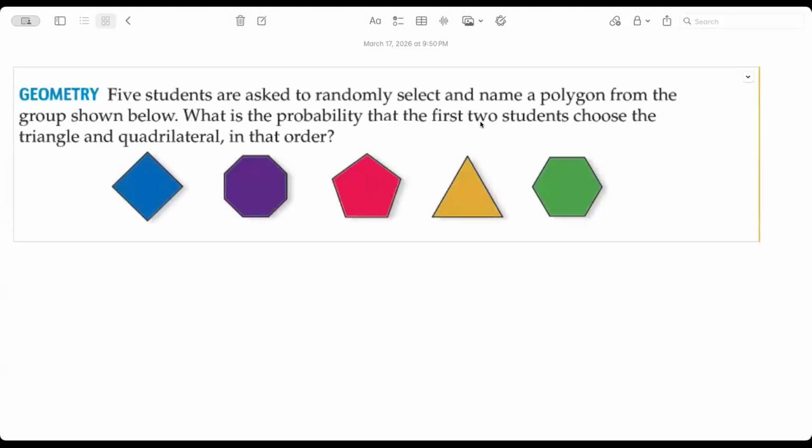Okay, this was one question I remember from 2-3 years back. There was one girl who was very good with probability but came back asking me how to do this. I clearly remember. So, do you think you can do this? 5 students are asked to randomly select and name a polygon from the group below. What is the probability that the first 2 students choose a triangle and a quadrilateral in that order?